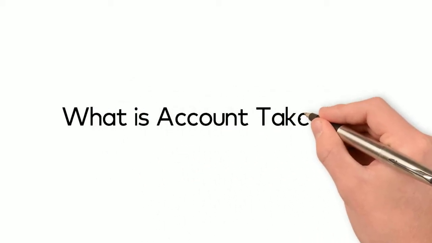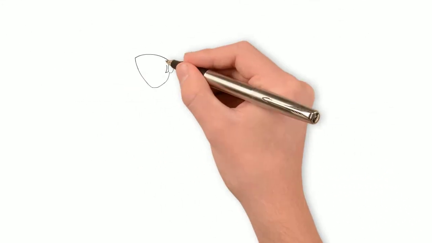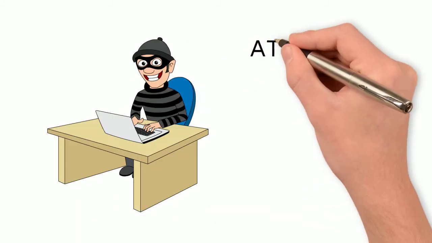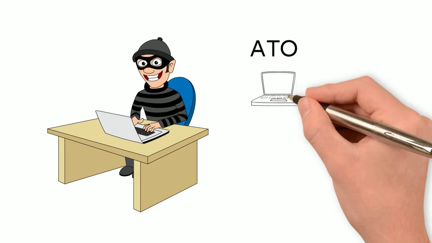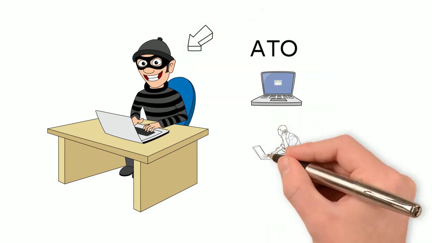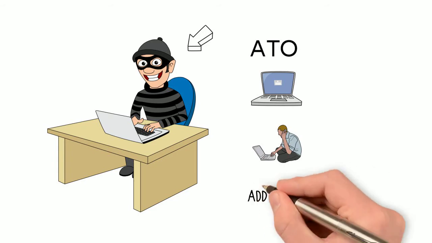What is account takeover? Account takeover fraud is a fast-growing form of identity theft. An account takeover, or ATO, is the malicious access of an online account by a fraudster or bad actor posing as a genuine customer, gaining control of an account, and making unauthorized transactions.